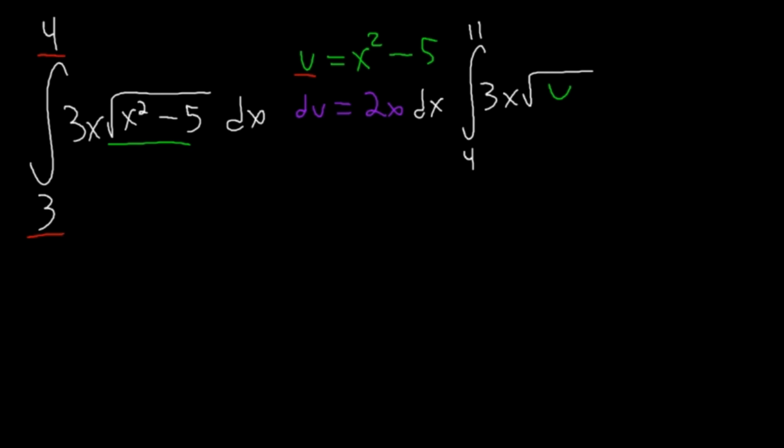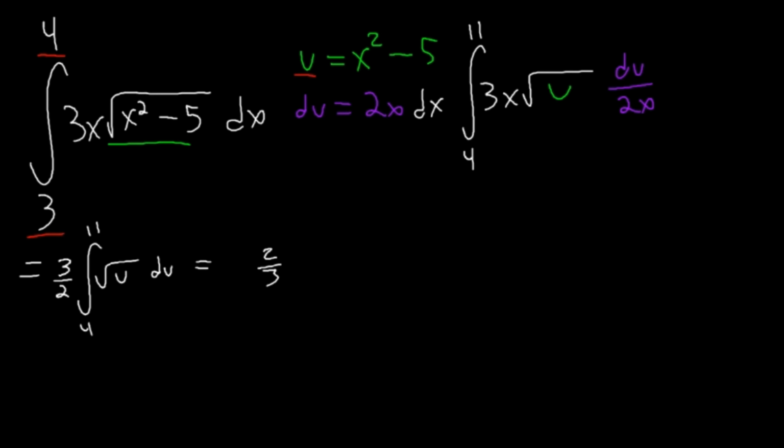And as we can see, dx is equal to du over 2x, so that is what we will sub in for dx. The x's will cancel out, and we will be left with the coefficient of 3 over 2 times the integral from 4 to 11 of the square root of u, which we can now integrate using the power rule.